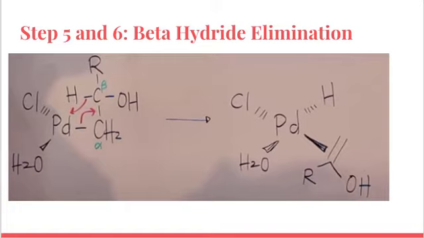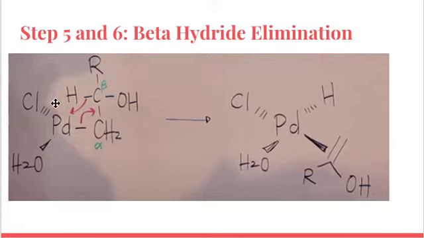And step 6 is the beta hydride elimination. So breaking that term down, beta refers to this atom right here. Alpha is the nearest adjacent atom to the palladium, and beta is just the one that's most adjacent to the alpha. So here you have alpha, very close to the palladium, and beta, which is right off of the alpha.